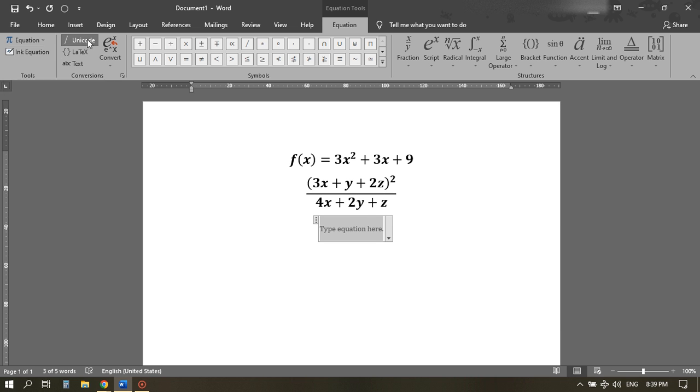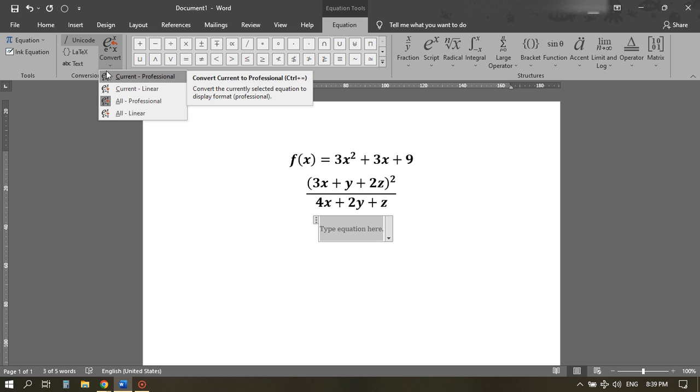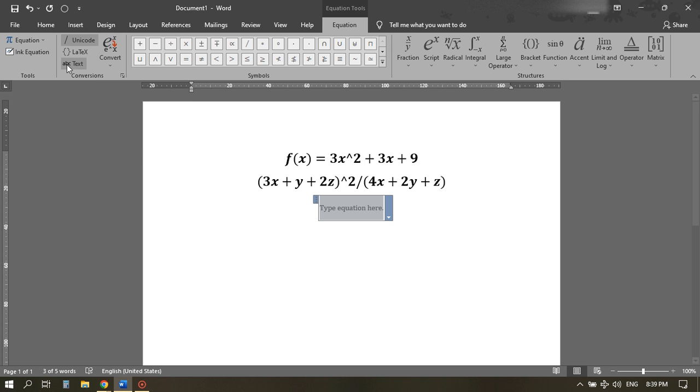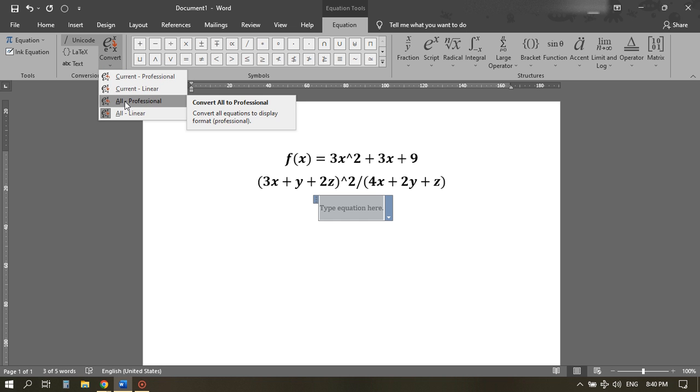And these are the codes, whether it's Unicode or LaTeX. Every language has its own use, but we are using Unicode here. The convert button here is used to convert the equation from the professional mode, like you see it here, to a linear one. As you see when you press it on the linear one, the function is already written in the same line. So we're going to take it back to the professional one.